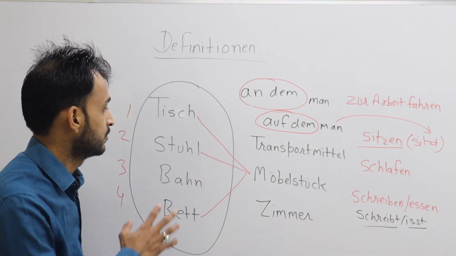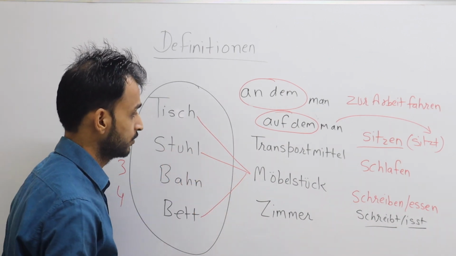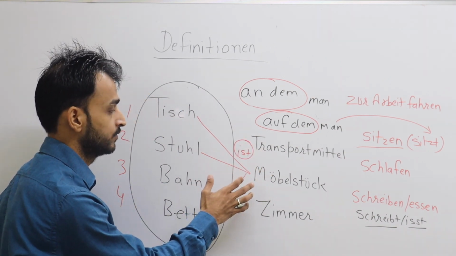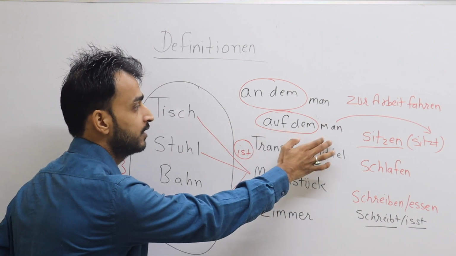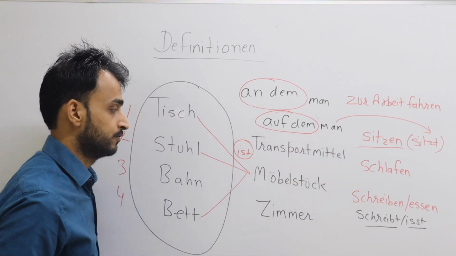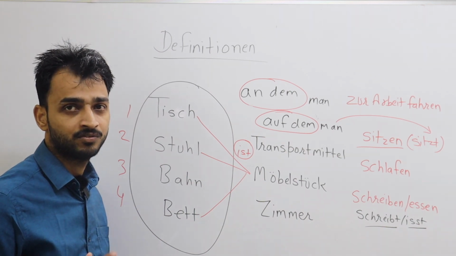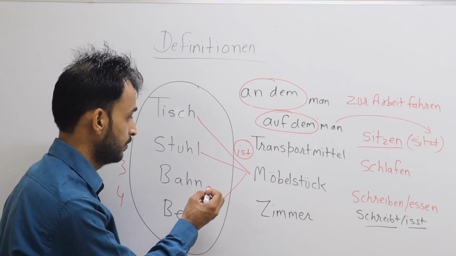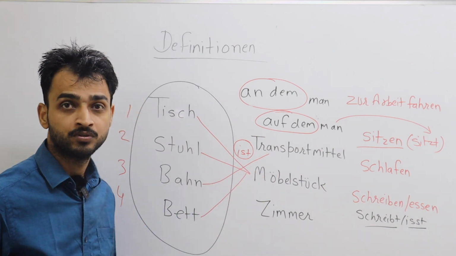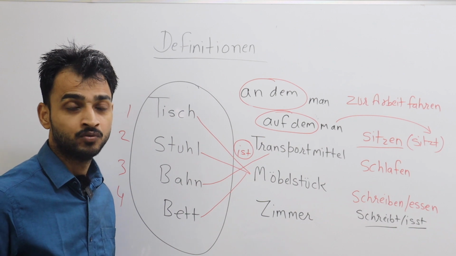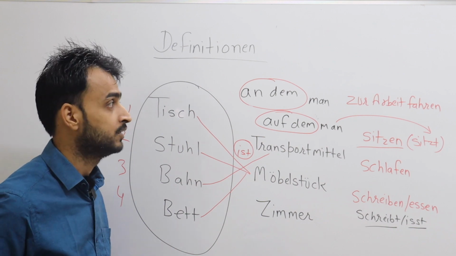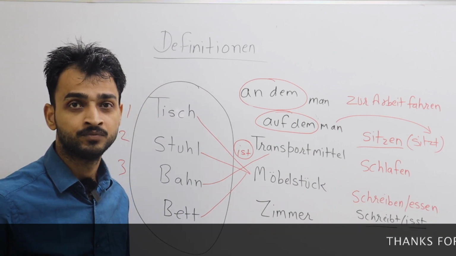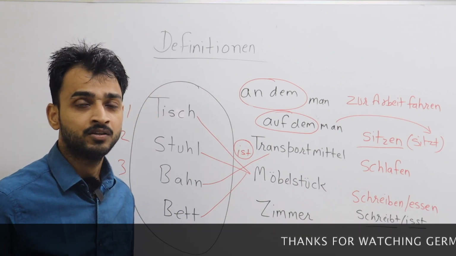I repeat, Stuhl ist ein Möbelstück. So the verb I am using is ist. Stuhl ist ein Möbelstück, auf dem man sitzt. Chair is a furniture on which one sits. So simple. Next, Bahn. Now Bahn is a mode of transport. Train. It's a train. So how can we use it? In order to travel. We use the train and go to work.